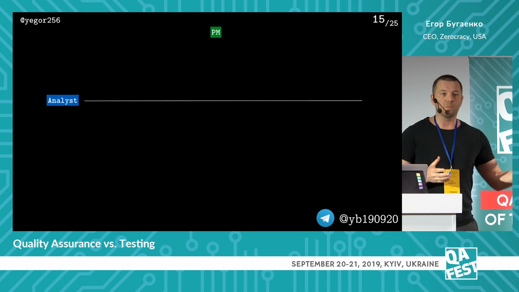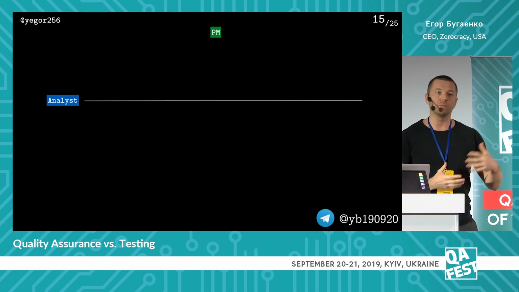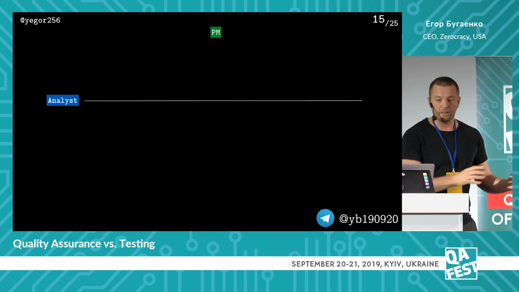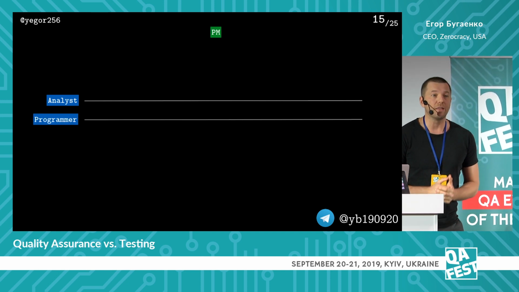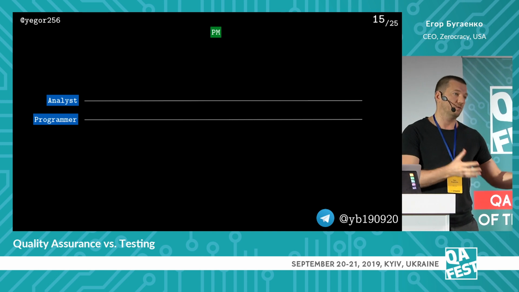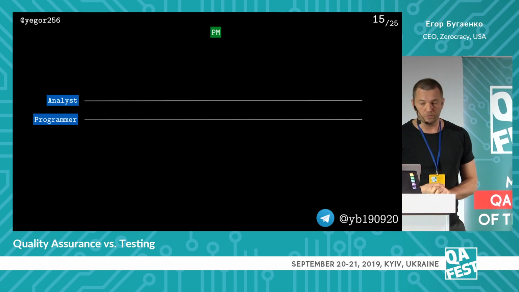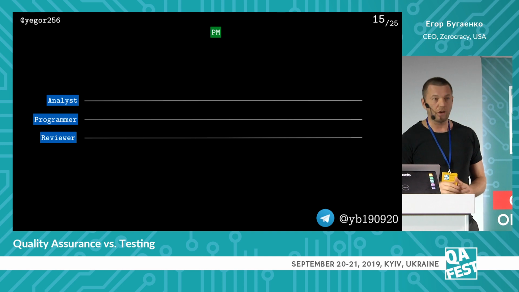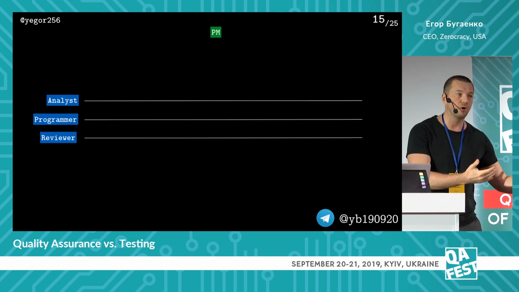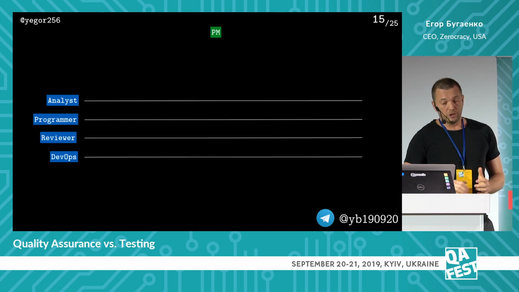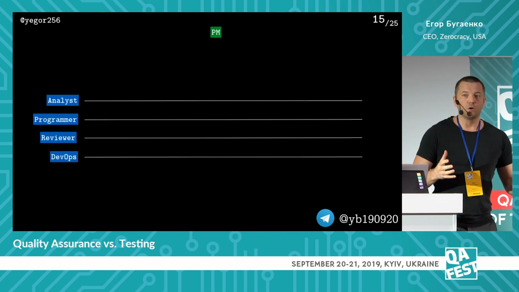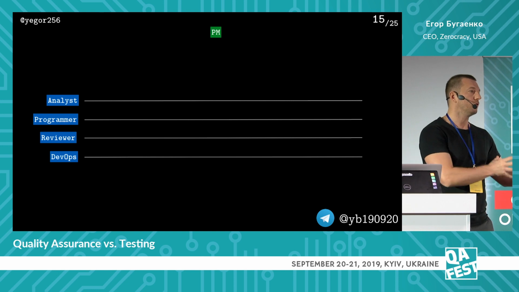Some people call it requirements engineer, some people call it analyst, some people call it product owner. Let's call it analyst. I will need a programmer. I'll need somebody to implement those requirements, to write the actual Java, JavaScript, whatever code. Then I will need a reviewer, somebody who will review the code which is written by a programmer. Then I will need DevOps, somebody who will package this together and put it to production.